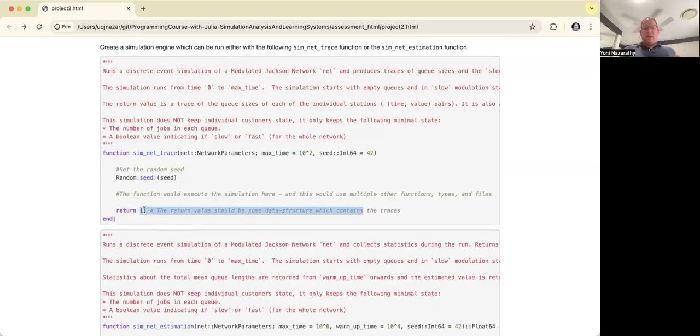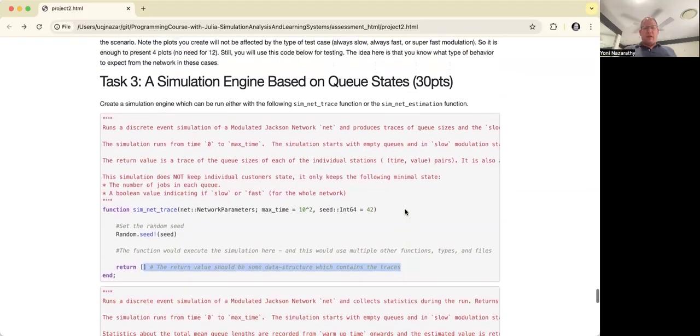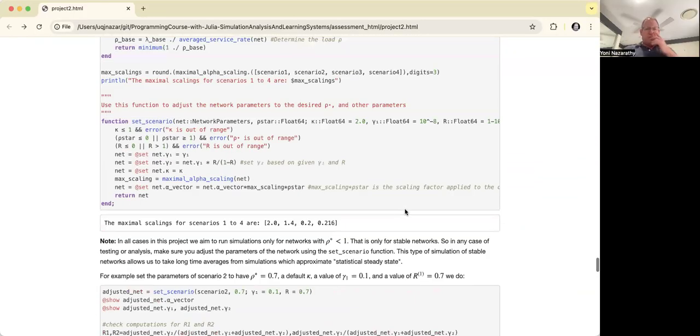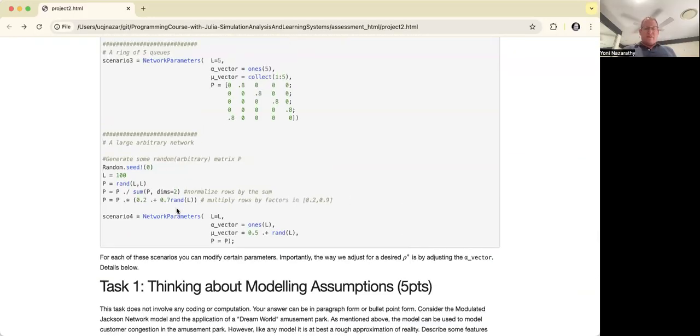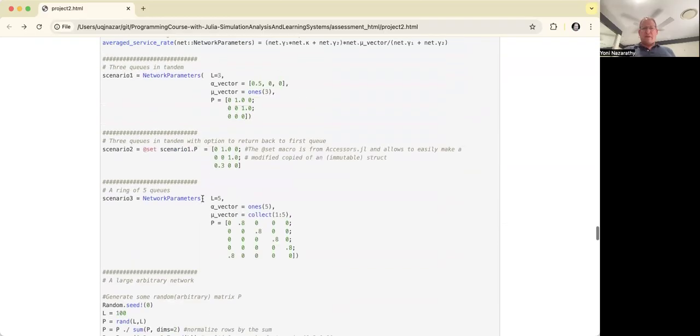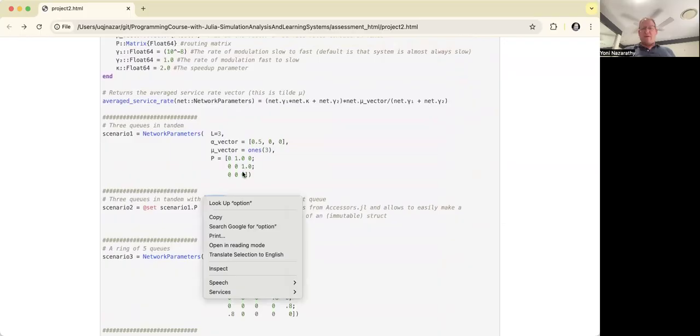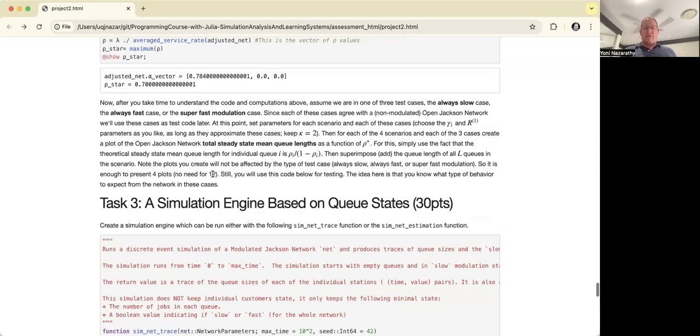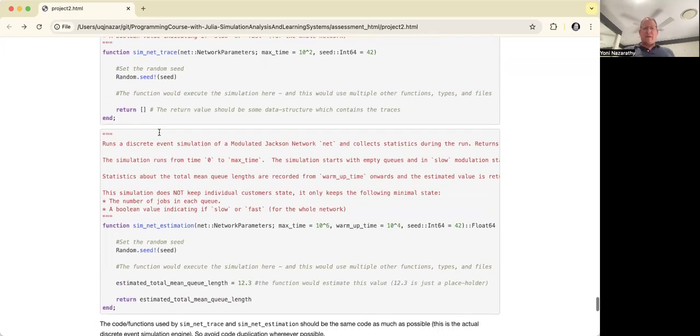So you could potentially plot this return value. We don't specify exactly what the return value is, but it's like a complete trace, a plot of the whole network, right? You might not use this for scenario 4, because scenario 4 has like 100 queues, but if you do it for scenario 1, then you've got 3 queues. It's a return value, and you see their trace.